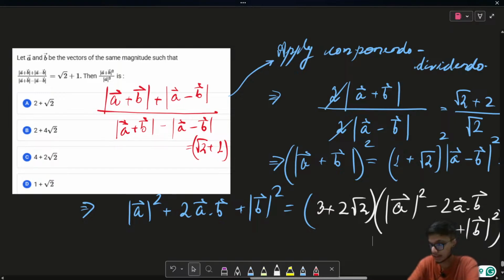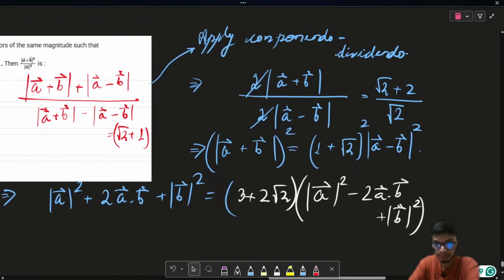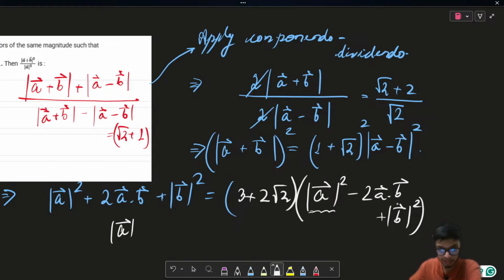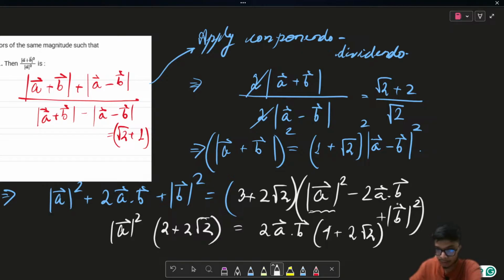If you try to simplify this relation on both sides, just taking this algebra out, you will combine the common terms. Then you will obtain a simple relation: mod of a square times (2 plus 2 root 2) is equal to 2 times a dot b times (4 plus 2 root 2), and there will be one 2 over here as well. So from here I obtained this particular expression that is basically asked as the given ratio.